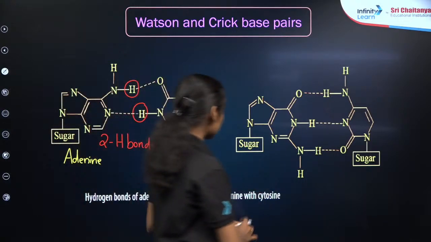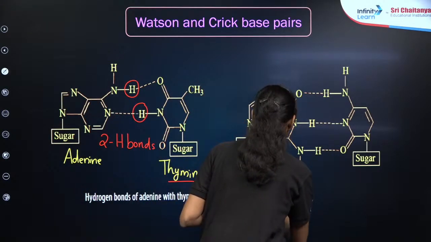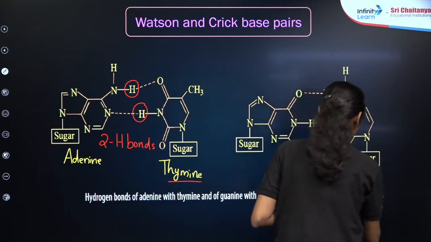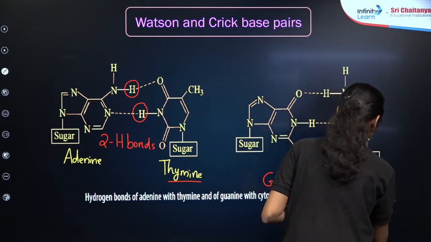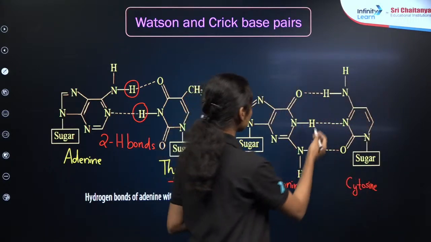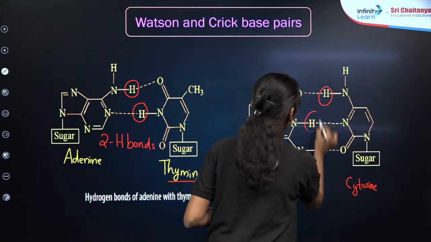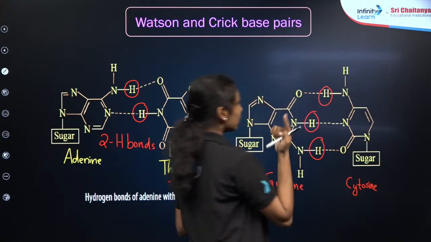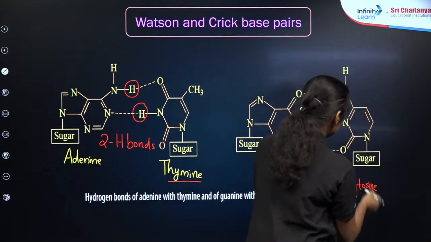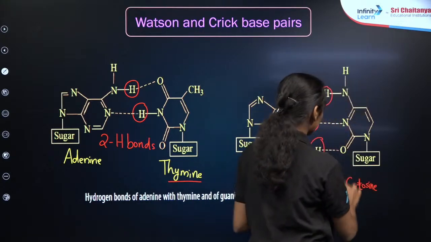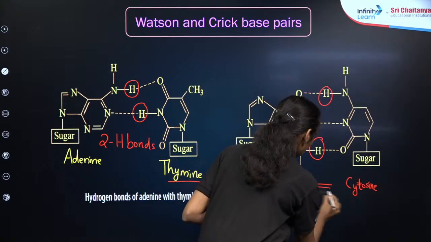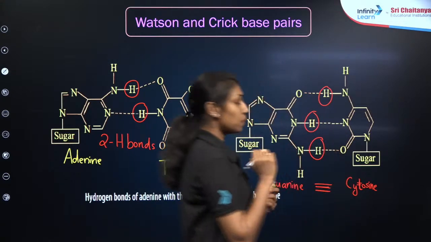Then what about here? This is a guanine, and this is a cytosine. Observing the structure of the nitrogen base guanine, you can see that there are three hydrogens, 1, 2 and 3, hydrogen atoms with the ability to form hydrogen bonds with the other three atoms present in the cytosine nitrogen base. So it will form three hydrogen bonds, represented by the three bonds here. Clear?